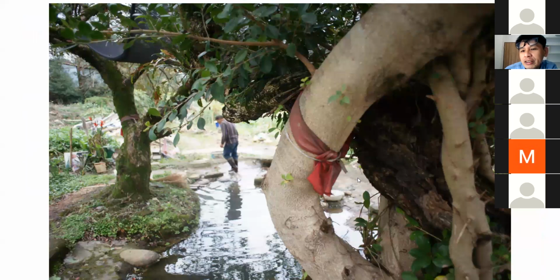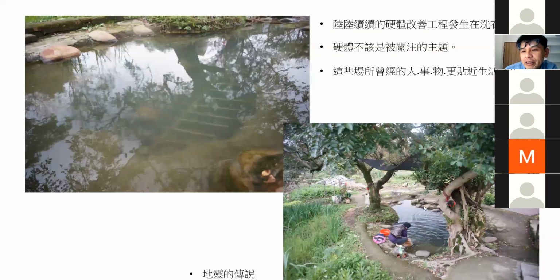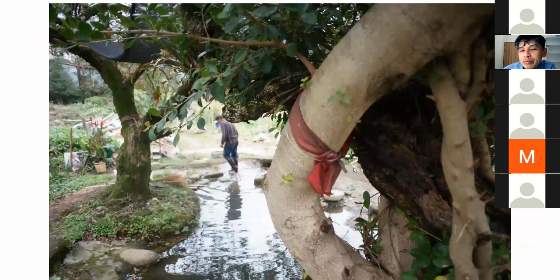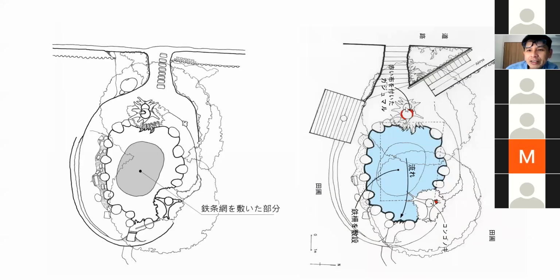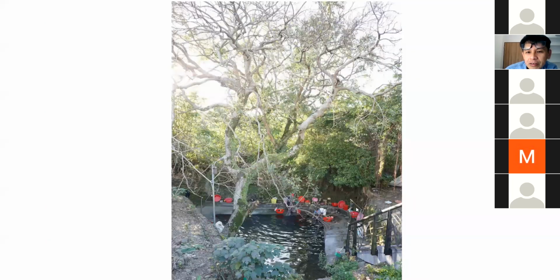People really like the tree. If the tree is tied with a red ribbon, it means it becomes a god, a tree god. So when the local people don't want the tree to be cut, they tie up the red ribbon. Notice that, the tree is already a god. Do not cut it randomly. So like this. And this is another washing place.